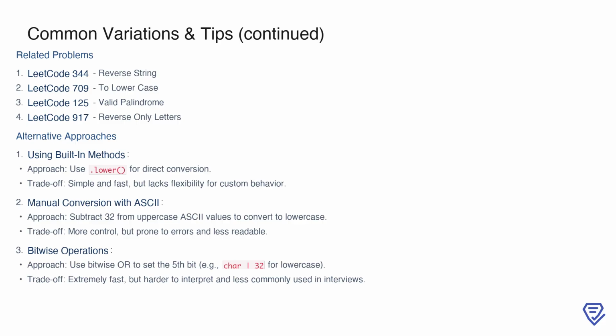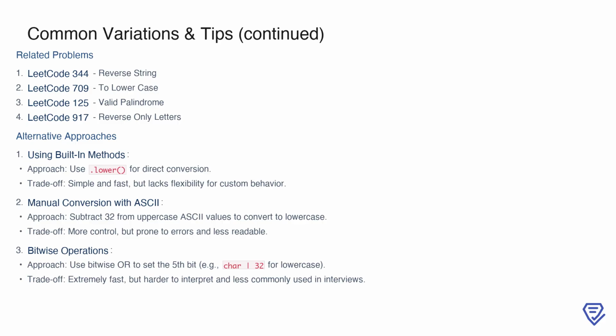String manipulation problems like this one often overlap with related challenges on platforms like LeetCode. For example, LeetCode 344, which involves reversing a string, or LeetCode 125, which focuses on determining if a string is a valid palindrome, share similar concepts. Additionally, LeetCode 917 requires reversing only the alphabetic characters in a string, which involves careful character handling like this problem.